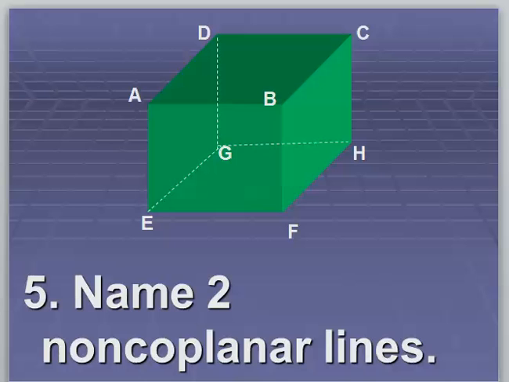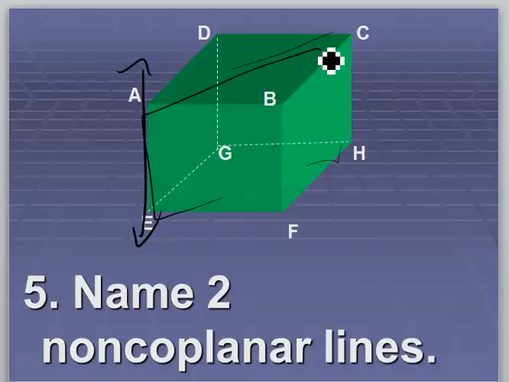Two non-coplanar lines, not on the same plane, be really careful. Go with skew lines. Go with lines that go different directions, because if you pick something like AE and then you're trying to space it apart and you pick CH, there is an imaginary diagonal plane that runs through those two. So I cannot use those.